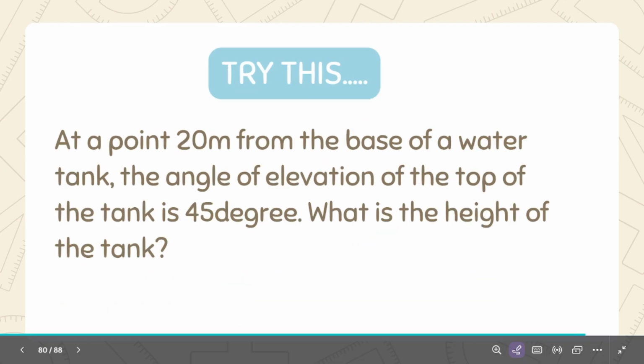Now try this: at a point 20 meters from the base of a water tank, the angle of elevation of the top of the tank is 45 degrees. What is the height of the tank? Try this and drop your answer in the comment section.